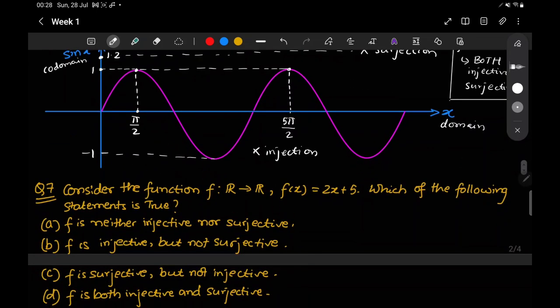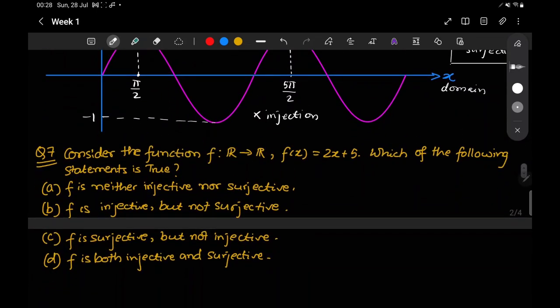Okay, so moving forward, we have another question on injective and surjective, and now that the definitions have been explained, I hope you will be able to solve this question on your own. Consider the function f going from the same set of real numbers to real numbers, but this time f(x) equals 2x plus 5. Which of the following statements is true?